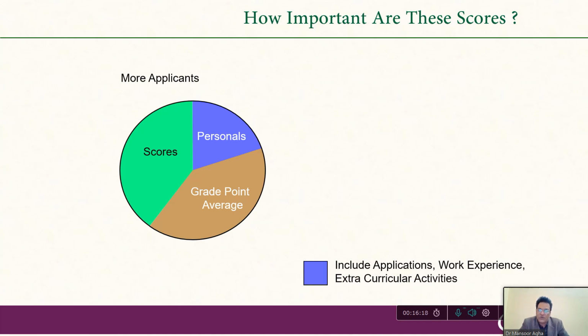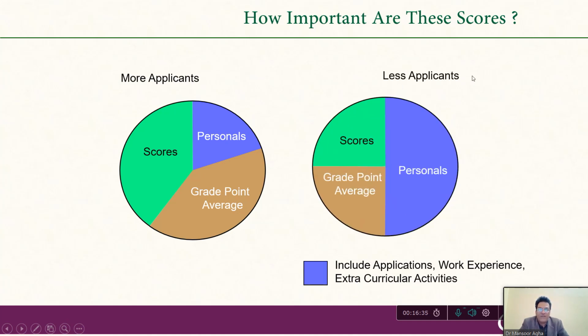So your GRE scores and your grade point average would have a major importance out here, and personals would have a lesser importance. Personals would include your whole application, your work experience, your extracurricular activities, and what kind of a person you really are.